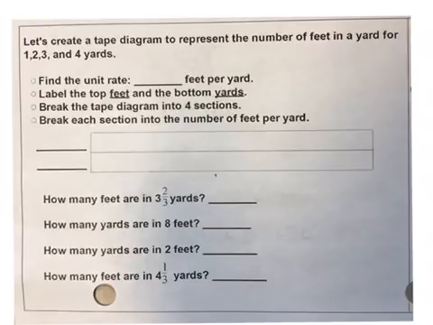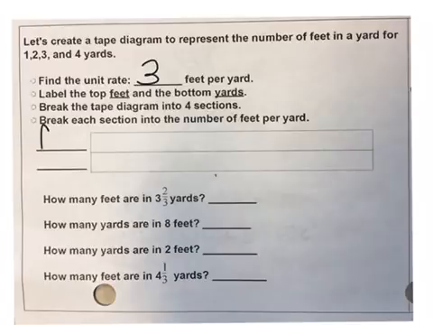In order to solve this, again, you need to know the unit rate. There are 3 feet per yard. So you're going to go ahead, read the directions, and create your tape diagram. You're going to hit pause so you can do that, and whenever you're done, hit play and check your tape diagram.